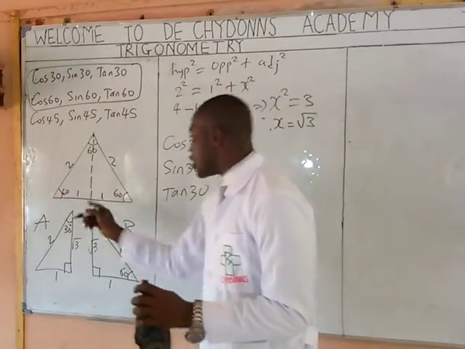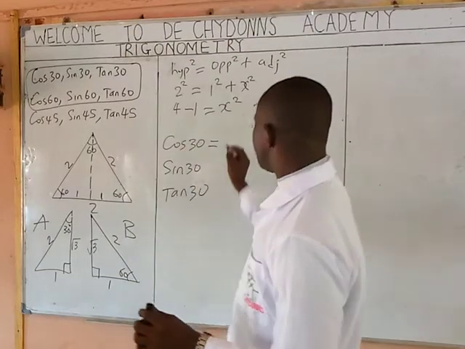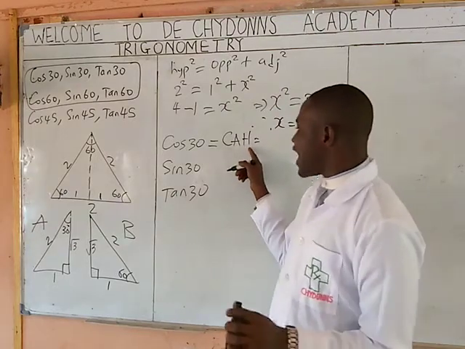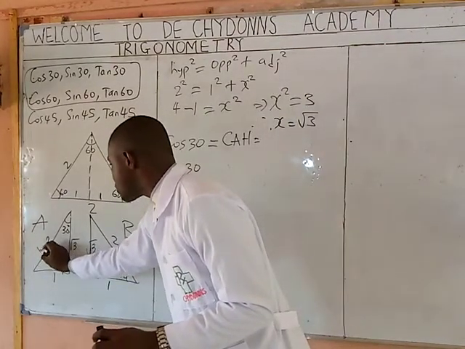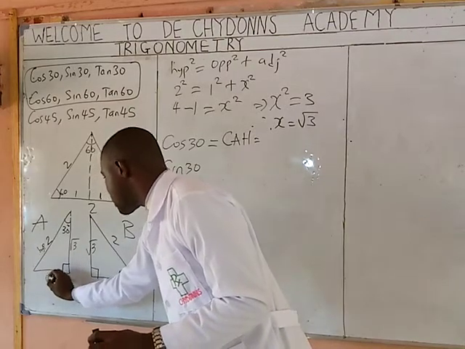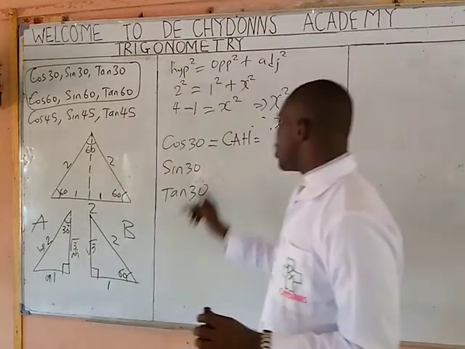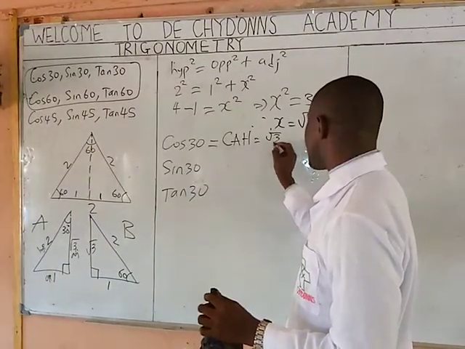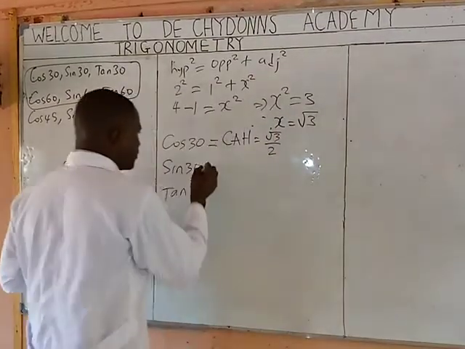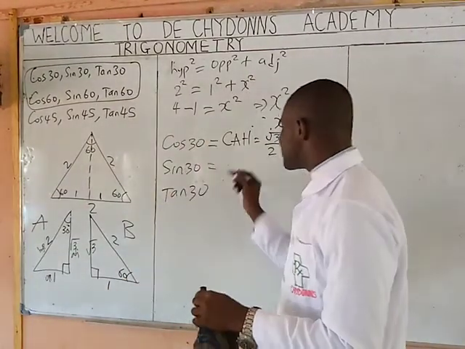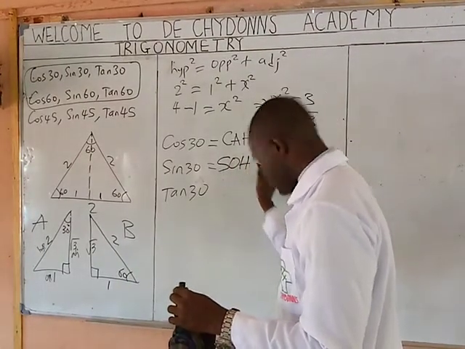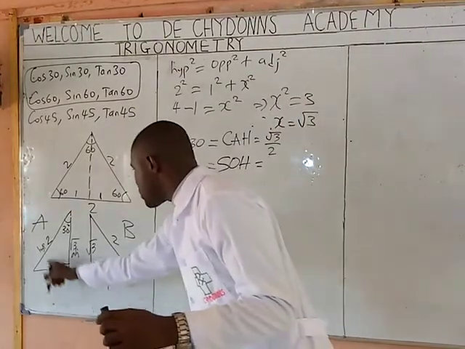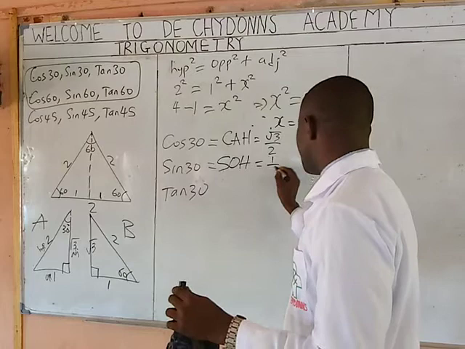Cos 30 means cos from CAH, adjacent over hypotenuse. Where is our adjacent? Here is hypotenuse, here is opposite, and here is adjacent. So adjacent over hypotenuse will give you root 3 over 2. You come again, sin 30. Sin 30 is gotten from SOH, which is opposite over hypotenuse. That is 1 over 2.